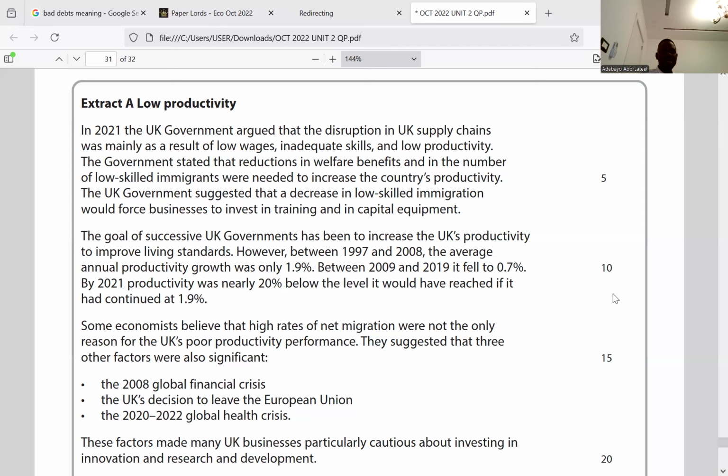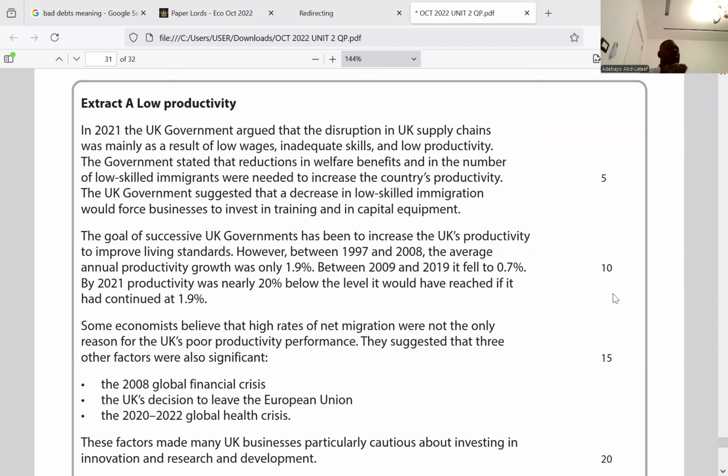And the other one, they said the number of low-skilled immigrants were needed to increase the country's productivity. So reduction in the number of low-skilled immigrants is needed too. What does that simply mean? That simply means that there's labor shortage in low-skilled jobs. The government said that reductions in welfare benefit and reduction in the number of low-skilled immigrants were needed to increase the country's productivity.